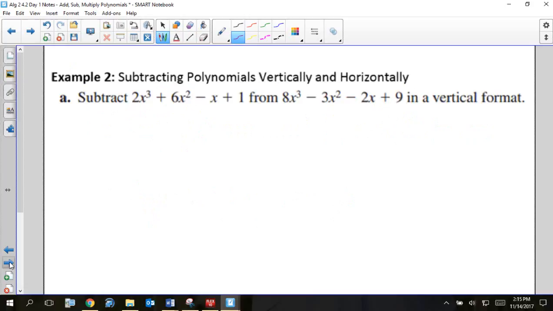Subtracting polynomials vertically and horizontally. We're going to do this one in vertical format. We're going to read it carefully. This says subtract 2x cubed plus 6x squared minus x plus 1 from 8x cubed minus 3x squared minus 2x plus 9 in a vertical format. What does that from mean? Which one goes on top?